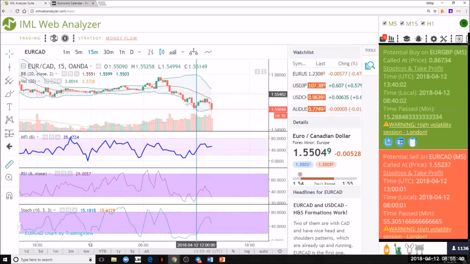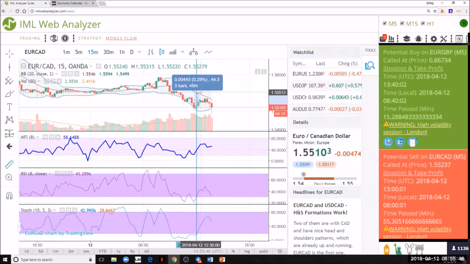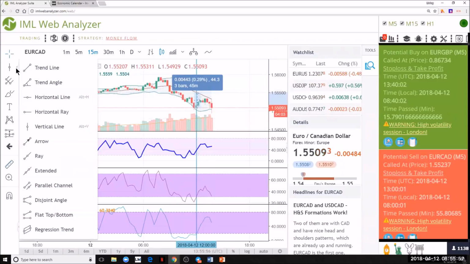I need to go to the left, right in here where we were looking. Here we go. Well, anyway, 42. So I look and I say, wow, this is fantastic. So the next thing I'm going to do is I can see I can get anywhere about 40 pips. Let's just say 40. Let me draw a line.